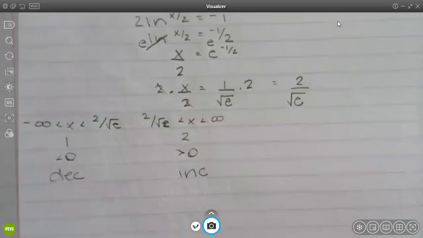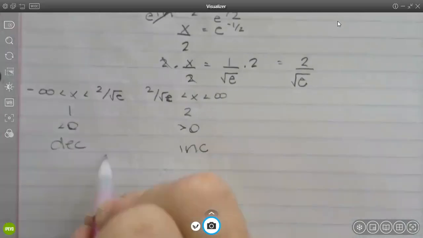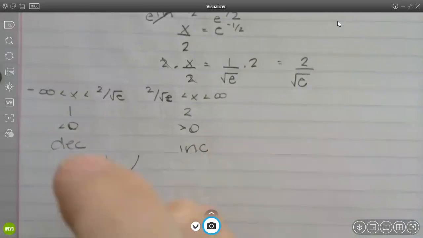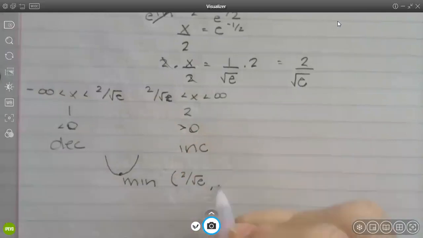Here's what I was talking about yesterday. If they ask you, this is decreasing to increasing, so that would be a minimum at 2 over the square root of e, and whatever that gives you when you plug it back into f of x. Does everybody understand that? Okay, so that's the one thing that I didn't show you yesterday. If you were looking in the back at your answers and that had coordinates, that's where the coordinates were coming from. Okay, so there's 19.